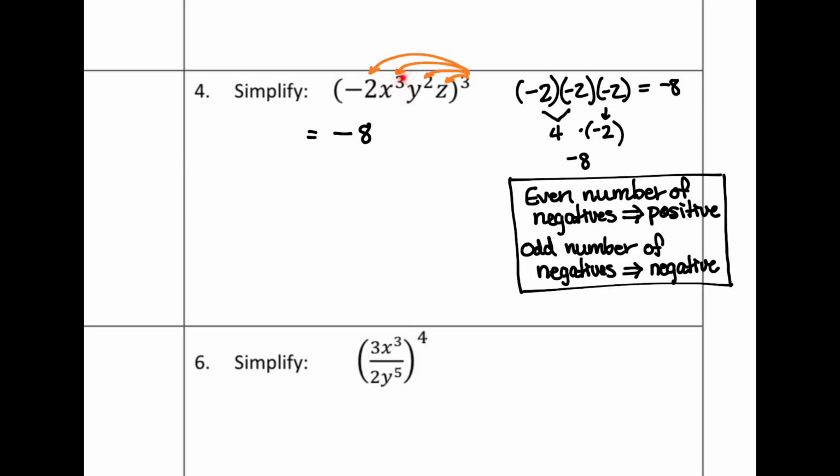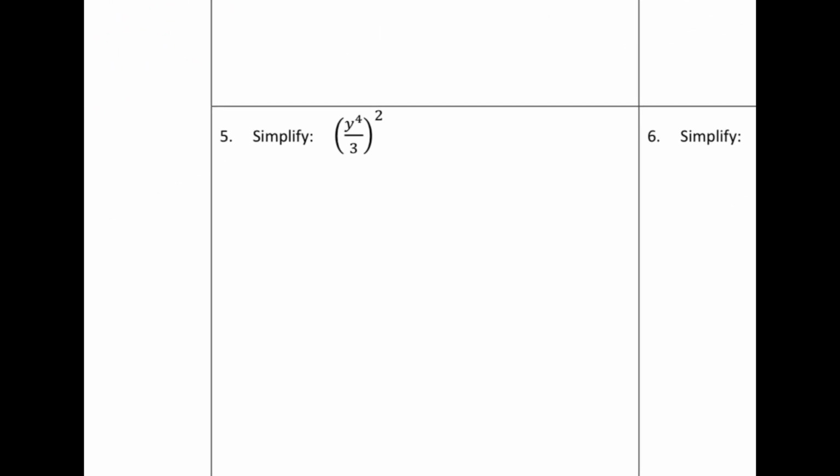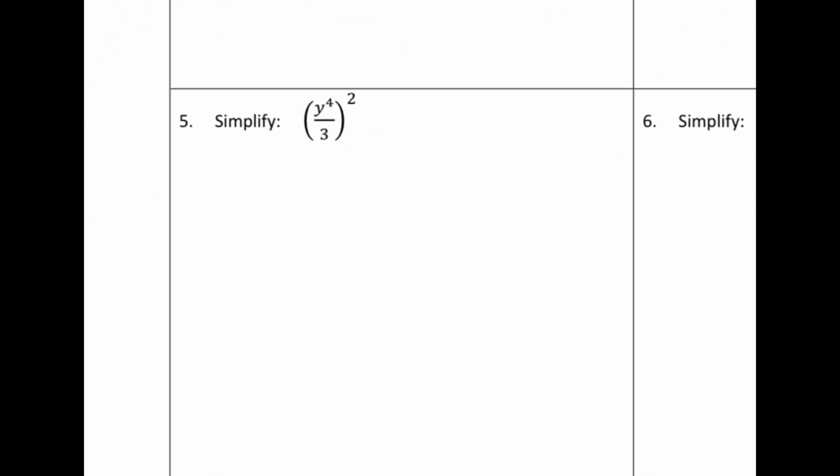Now, x cubed cubed, so I'm going to do 3 times 3 is 9. And y to the 2 times 3 is 6. And then z, 1 times 3 is 3. And you're done. Again, I think these are fun. I know I'm weird. Okay, number 5.